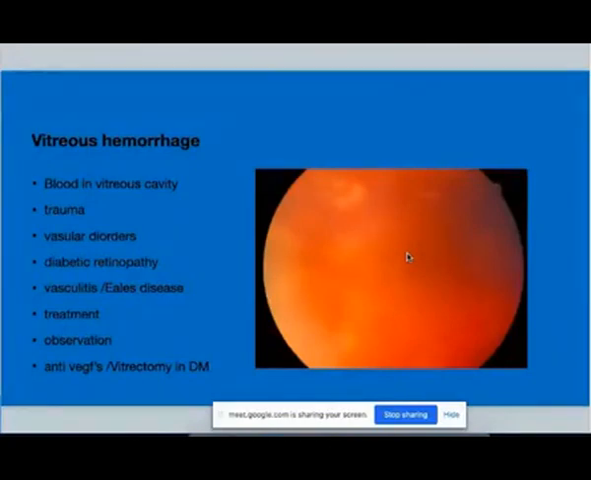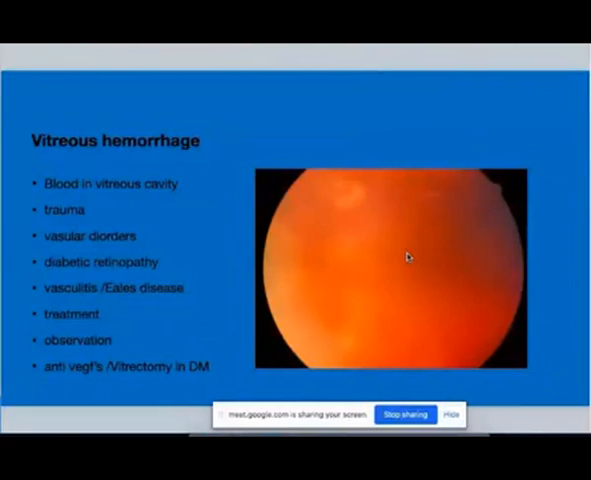So if there's a small amount of blood, we can just observe the patient and have the patient sit upright so the blood settles with gravity. If it's a large amount of blood and it's not clearing, then depending on the underlying condition, if it's diabetic retinopathy, we give injections. These injections are called anti-VEGF injections. These are anti-vascular endothelial growth factor, and these clear up the leaking blood vessels from the retina.